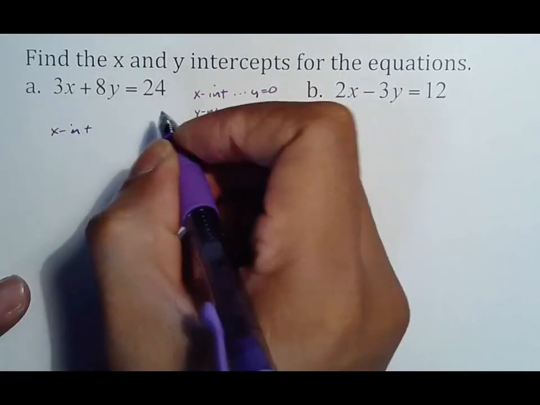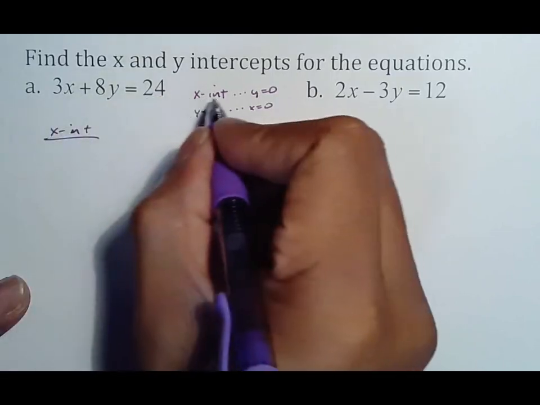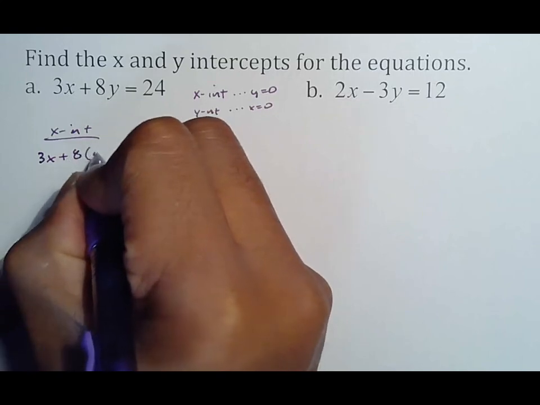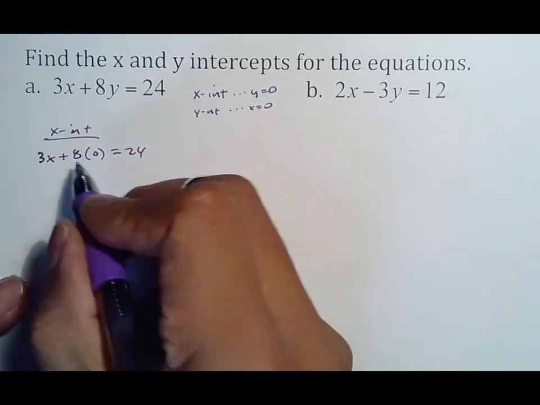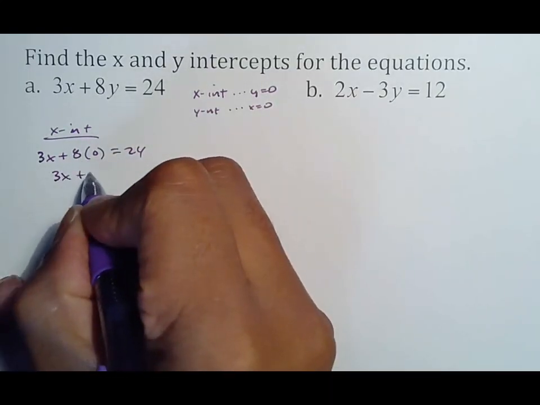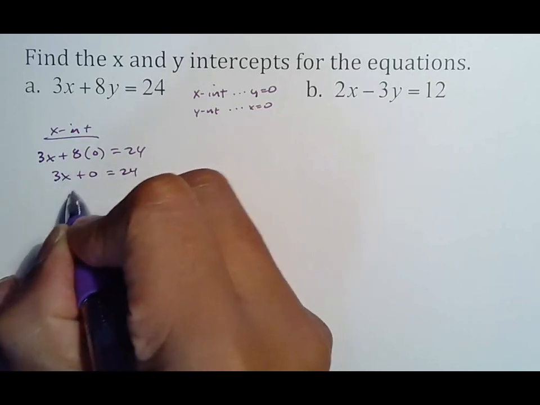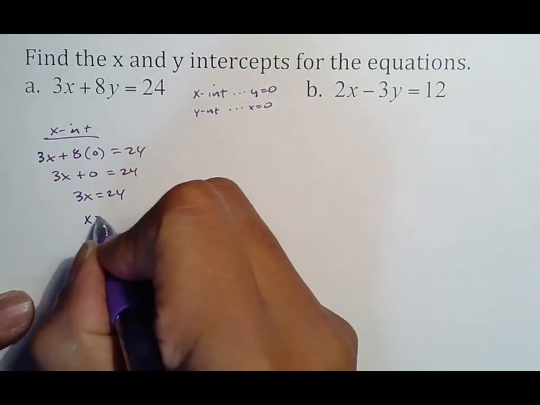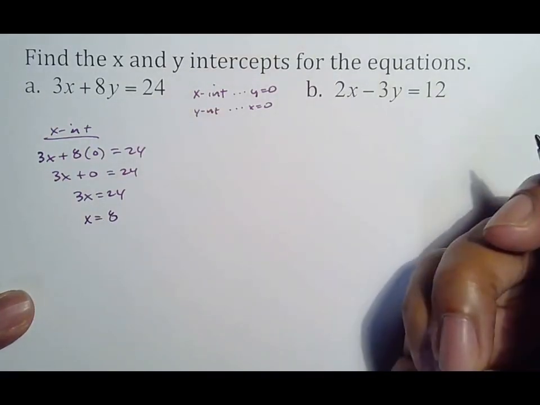I'm not going to go through everything. For the x-intercept, y equals 0, so I put 3x plus 8 times 0 equals 24. 8 times 0 obviously turns into 0, and then the 0 goes away, leaving me just this. Once I get to that point, my common sense tells me divide by 3 and get my answer.